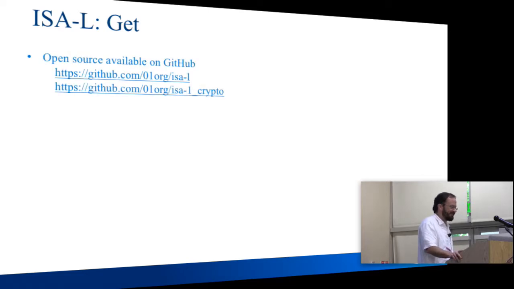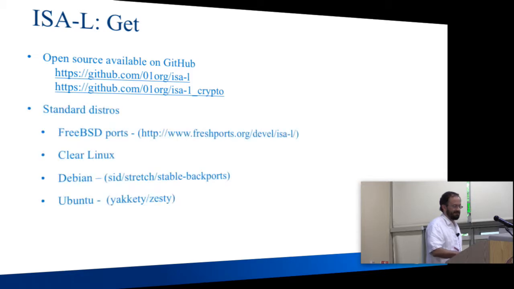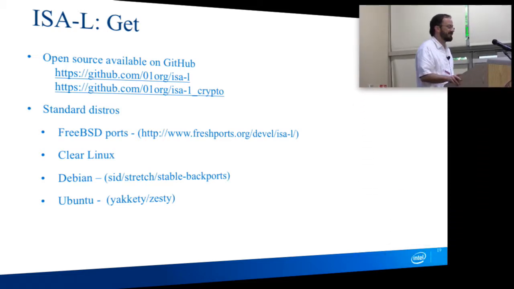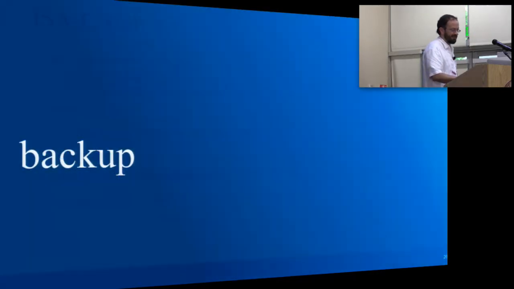So as I said, it's an open source project. It's available, split into two repos: the non-crypto part and the crypto part. And it's in a number of standard distros. It's in FreeBSD ports, Clear Linux, Debian, and Ubuntu. If you apt-get libisal2, I think, or libisal devel, you get the library package. And that's all I have.